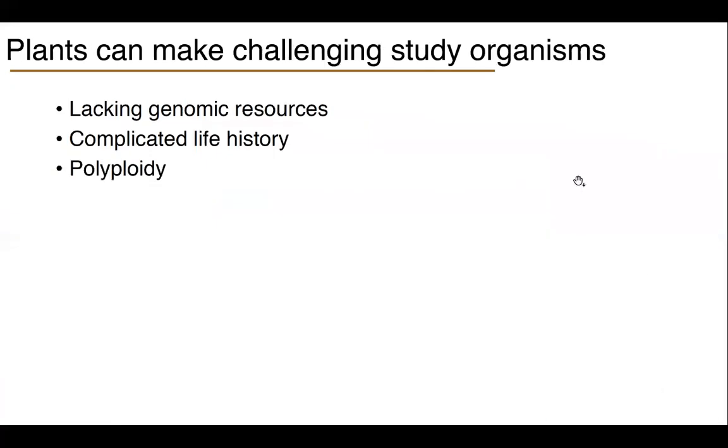But once you start working on plants, a number of complications can arise. One is that you just might not have the same genomic resources you do in primates, for example. The life history is complicated. We're not sure what a generation is.